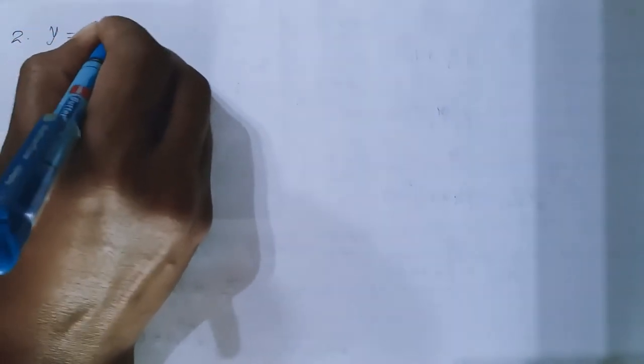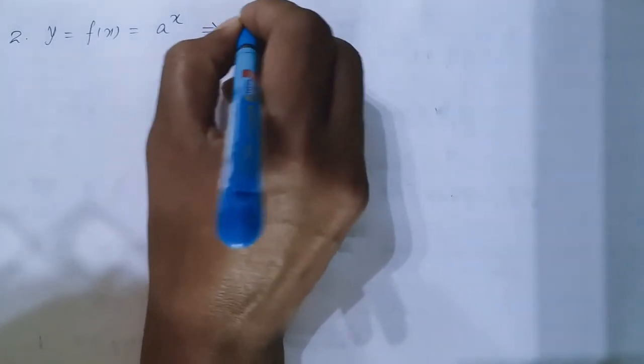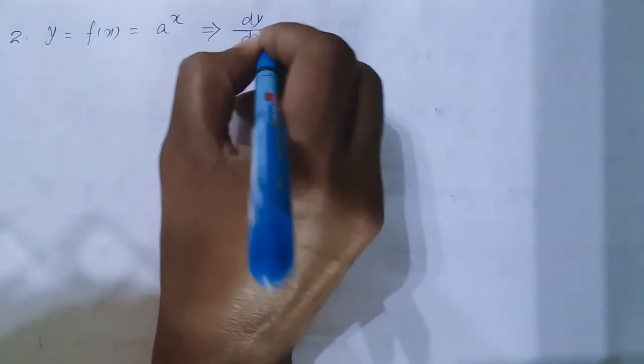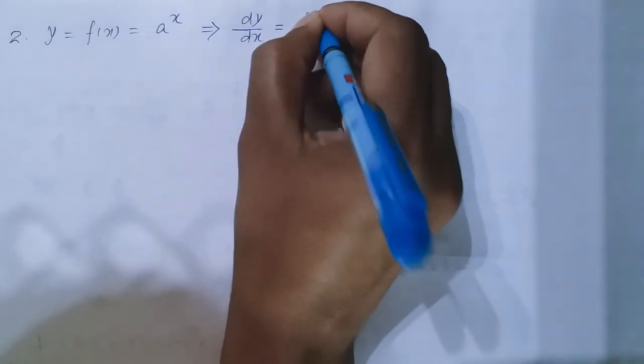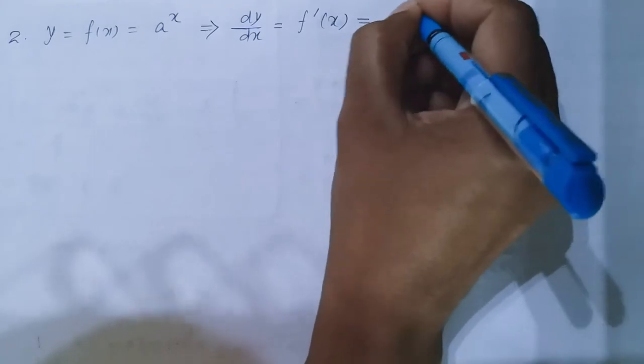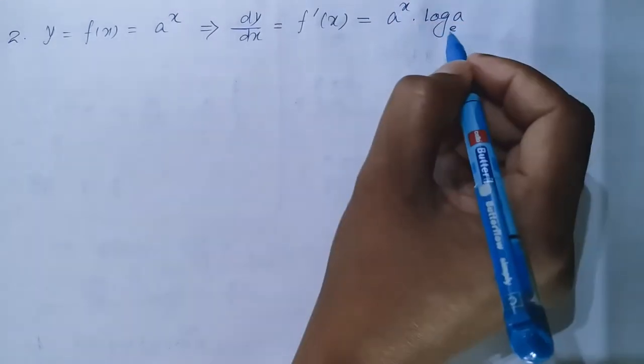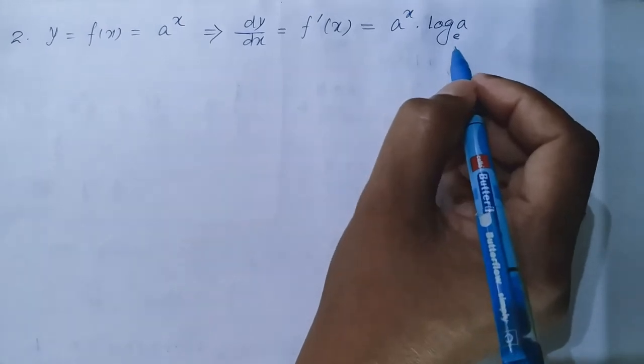Okay, this is your second, number 2, y is equal to f(x) is equal to a to the power x, and in that case the derivative is, I write here dy dx is equal to, you may write it is f dash x, and that is equal to a to the power x into log of a to the base e. This e may be eliminated, so how to find the derivative?